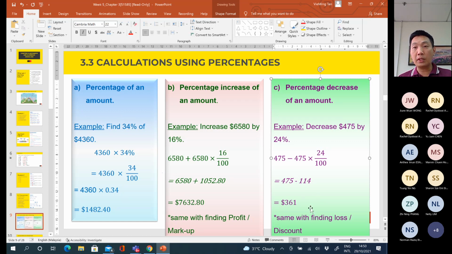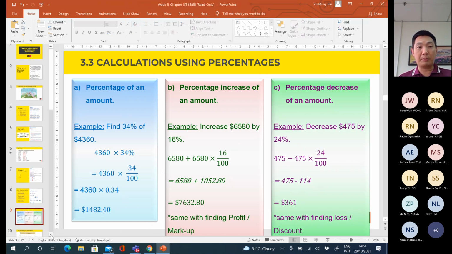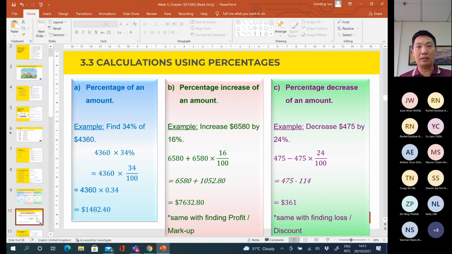So this type of question can also be applied to discount questions. Let's say this is the original price, 475, discount 24%. Then what is the after-discount price? This is the one, the after-discount price of 24%. This question may also ask about a price increase of 16%. The original price was this one, now increased 16%. What is the new price? Then this is the new price, 7632.80. So this one we are going to apply in our next chapter. So far so good. Okay, next.